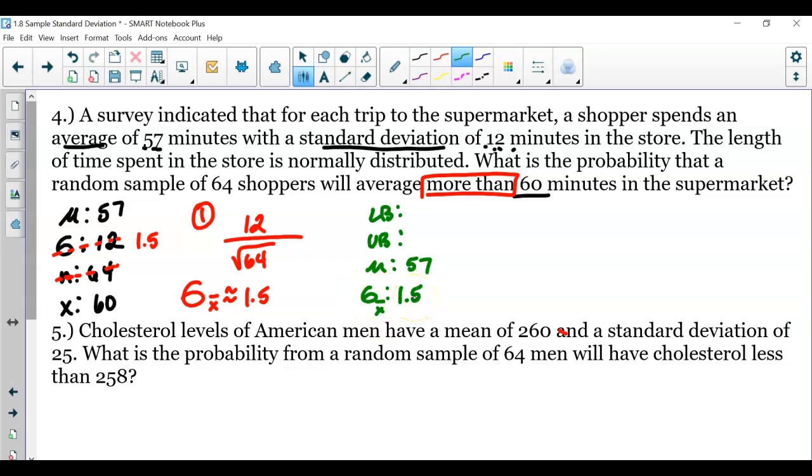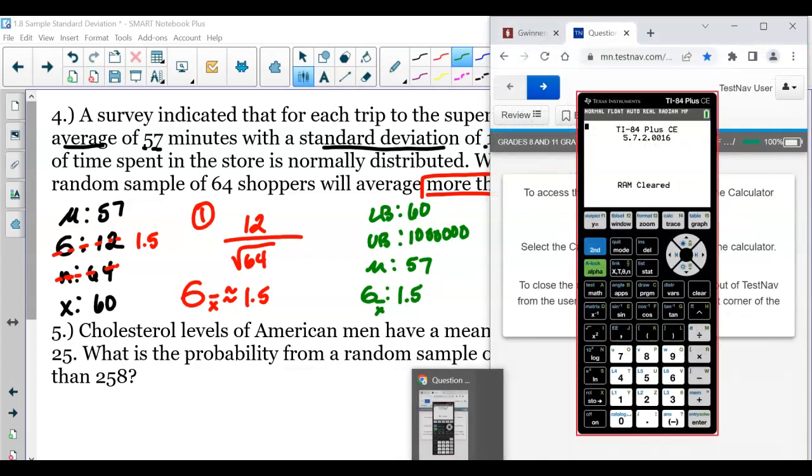So the standard deviation that we're going to use here is now 1.5. So now let's go back. More than 60. So where does that 60 need to go? Is that the lower, is that the upper if we want more than 60? It's the lowest, more than. So the upper bound is 1 million. So now we can put that in the calculator.